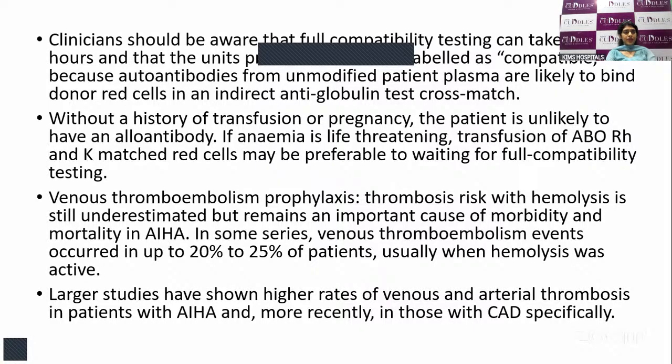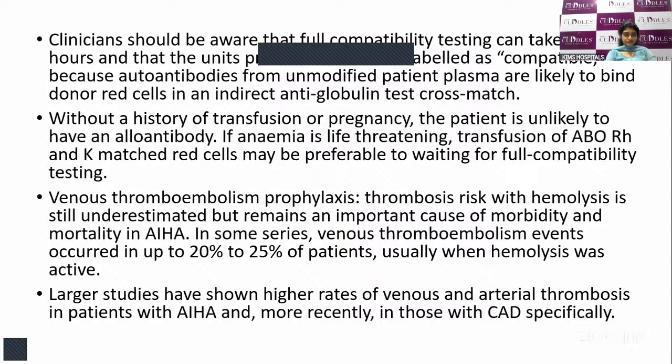Units are labeled as compatible because autoantibodies from unmodified patient plasma are likely to bind donor red cells in an indirect antiglobulin test cross-match. Without a history of transfusion or pregnancy, the patient is unlikely to have an alloantibody. If anemia is life-threatening, transfusion of ABO, RH, and K matched red cells may be preferable to waiting for full compatibility testing.